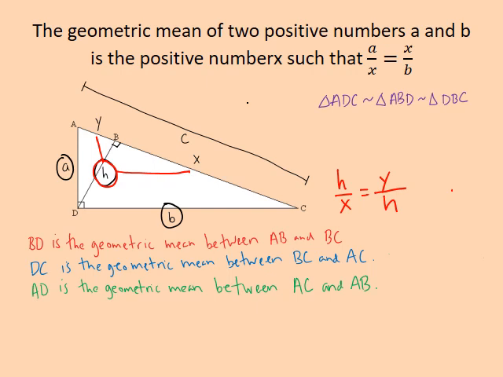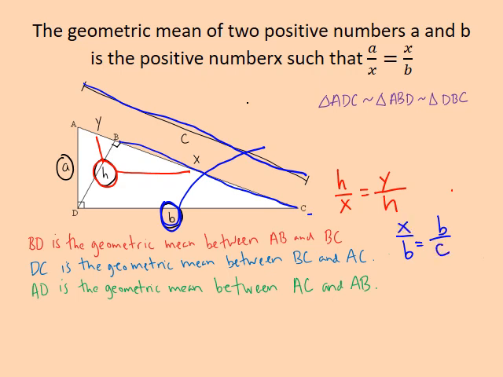Now the next thing I want to explore is DC. DC is the geometric mean between BC, which is the closest part of the hypotenuse, and the entire hypotenuse. So if we're setting up that proportion, B is the geometric mean, so it occurs twice, and it's between the closest part of the hypotenuse, which is X, and the entire hypotenuse, which is C.